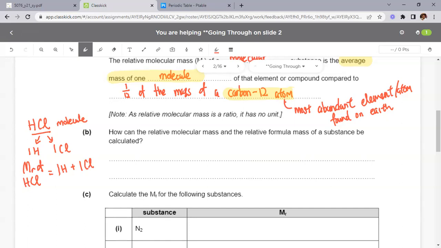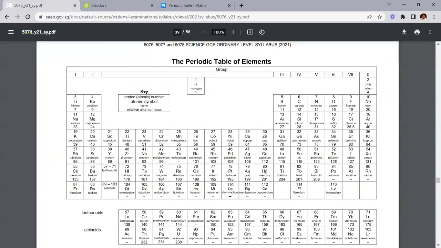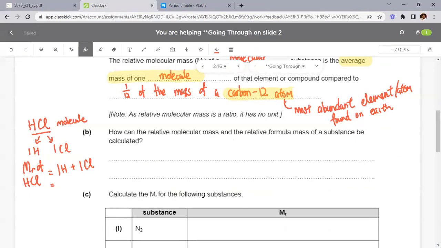So let's go back to our periodic table. The relative atomic mass of hydrogen is 1. The relative atomic mass of chlorine is 35.5. So 1 multiplied by the relative atomic mass of hydrogen, which is 1, plus 1 multiplied by the relative atomic mass of chlorine, which is 35.5. I'm going to get 36.5. That's how you calculate the Mr of your molecule, how to find the relative molecular mass.